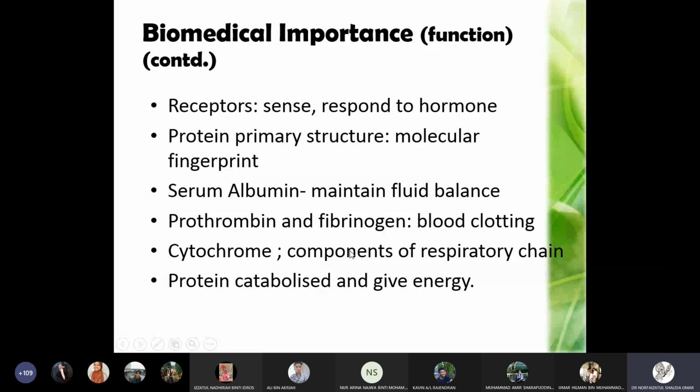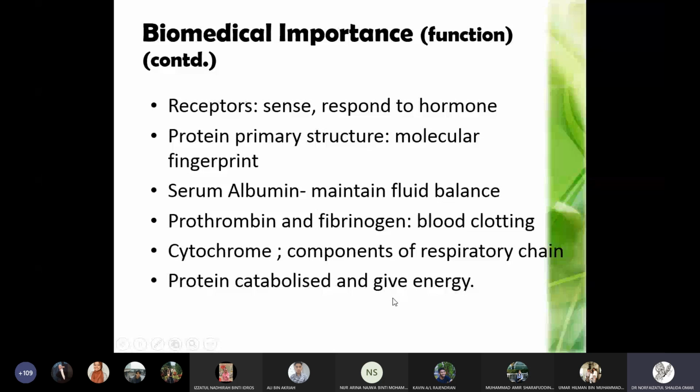And then protein also can be catabolized and give energy. But the energy that it gives is not the same as, like I mentioned yesterday, the fats. Fats give most of the energy, but protein is not as much as fats.